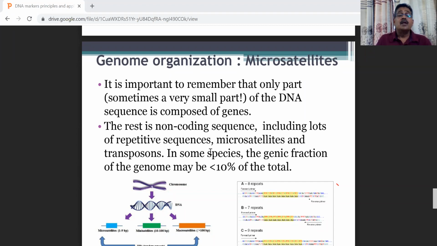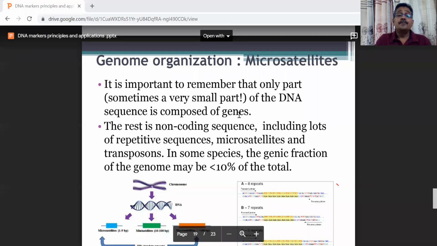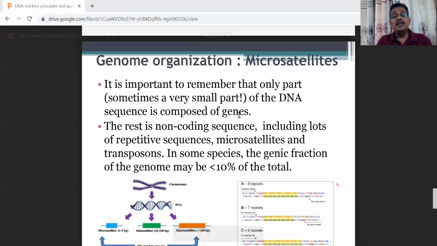sequence repeat markers. It is important to remember that when you sequence the whole genome, you have very limited genes available. You cannot say that all the sequences are functional genes. The rest are non-coding sequences, sometimes called junk DNA. Earlier people thought it was useless, but now it is revealing a lot of information. So the repetitive sequences present in the genome, we are using as an advantage.